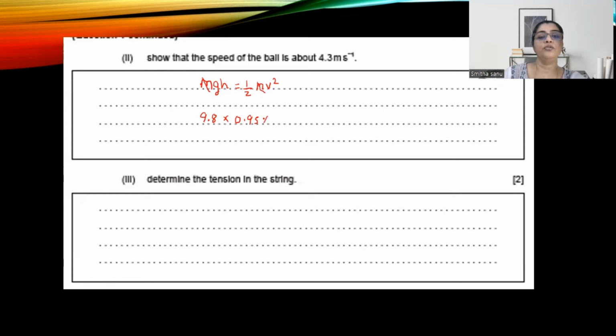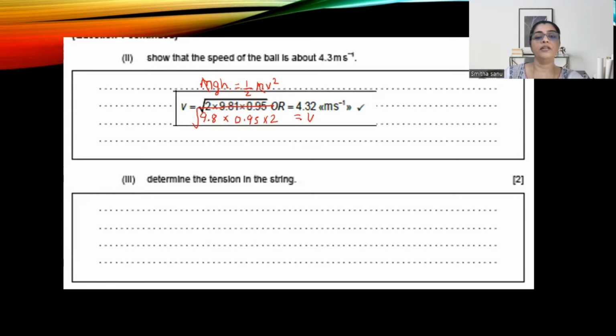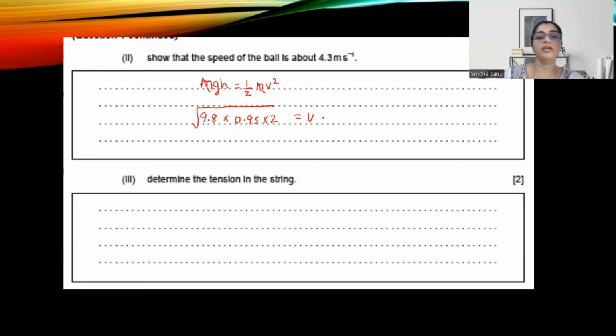If I take 2 on this side and take the square root of the answer, I can find v. So after calculating, my v should be 4.32, which is rounded off to 4.3. So this gives me an answer of 4.3 meters per second.